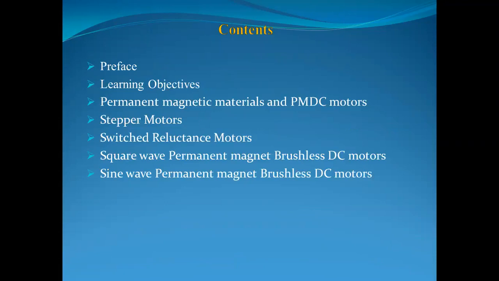Next, learning objectives. Next one, permanent magnet materials and PMDC motors. These are the units which you have been given: permanent magnet materials and PMDC motors. PMDC is also called permanent magnet DC, direct current motors, then stepper motors, switched reluctance motors, square wave permanent magnet brushless DC motors, and sine wave permanent magnet brushless DC motors.